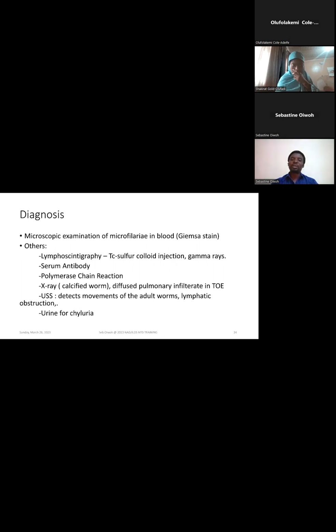Bilateral leg swelling would be more common with chronic organ failure or diseases like congestive cardiac failure, chronic kidney disease, and chronic liver disease. Then, of course, we also want to look at other differentials of unilateral leg swelling.